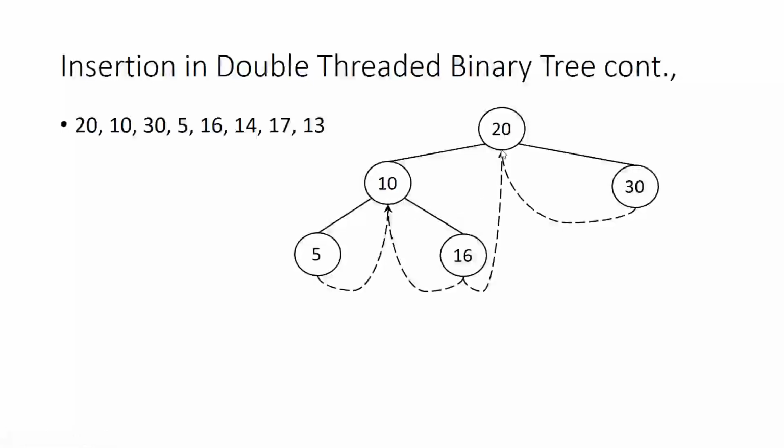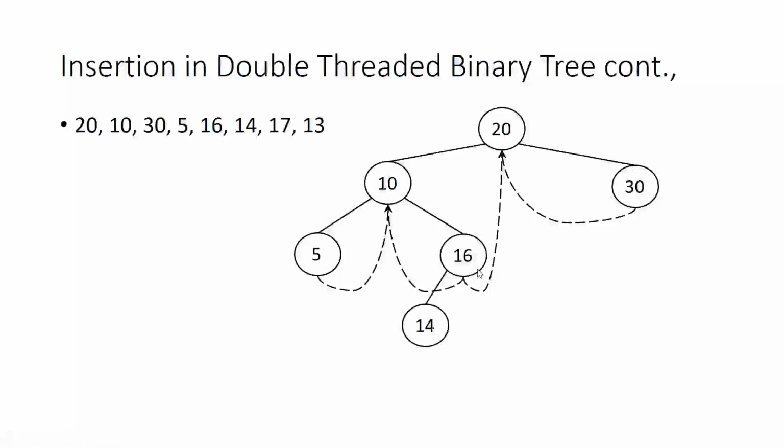Okay. Then 14. 14 is less than 20, so go towards the left of 20, and 14 is greater than 10, so go towards the right of 10, and 14 is less than 16, so it should be inserted as the left child of 16. Now when you are inserting 14 as the left child of 16, 16 already has a left thread. So now what we will do? The left thread of 16 should be the left thread of 14, and because 16 comes after 14 in the in-order traversal, the right thread of 14 will be connected to 16.